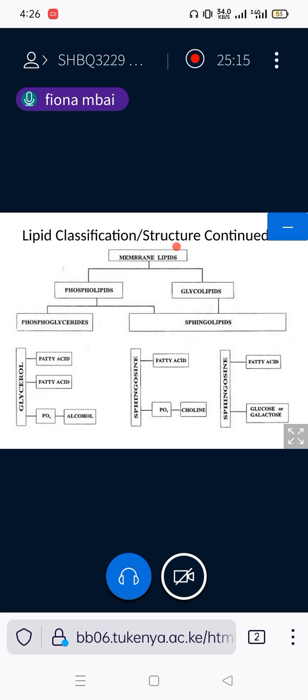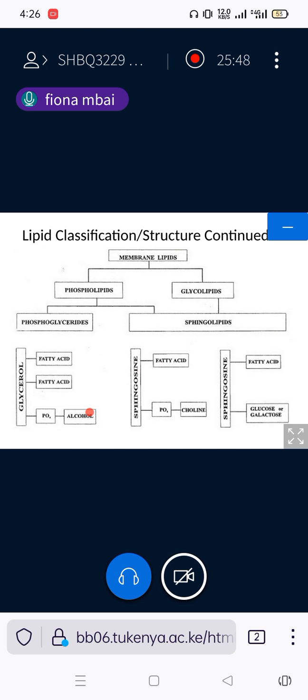So the lipid classification and structure, you have membrane lipids, and these membrane lipids contain phospholipids or glycolipids. The phospholipids contain phosphoglycerides and sphingolipids, and I think we went through this earlier in the very first lecture that was successful. In this category, you have the fatty acid chain, the phosphate, and the alcohols.